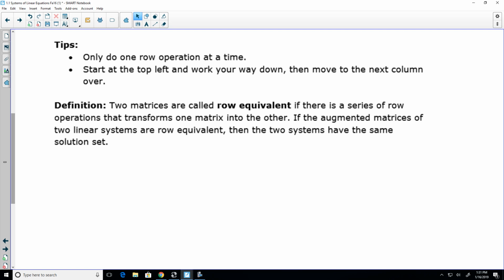And I like to start at the top left and work your way column by column. So you want to start with the top left entry of your matrix. You're going to fix it, and then you're going to fix that column, and you're going to move to the next column. So that's how I do it, unless I see something obvious that I can do to make things easier. Now you can always use any of these row operations. You're not going to mess up the solutions.